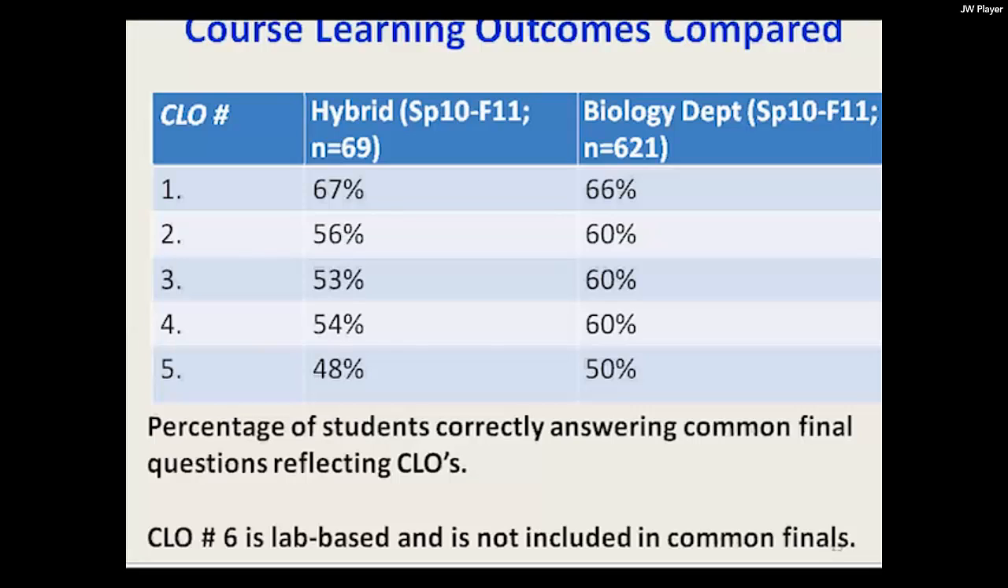So based on this, I gave you a general overview of what's going on, but also another way we compare the two is it seems like the traditional students were better at meeting these course learning outcomes compared to the hybrid students. This is in line with the course learning outcome benchmarks we saw earlier, their score. So those two are basically going together. And course learning outcome number 6, which is scientific method, is more lab-based and wasn't included in the common finals.